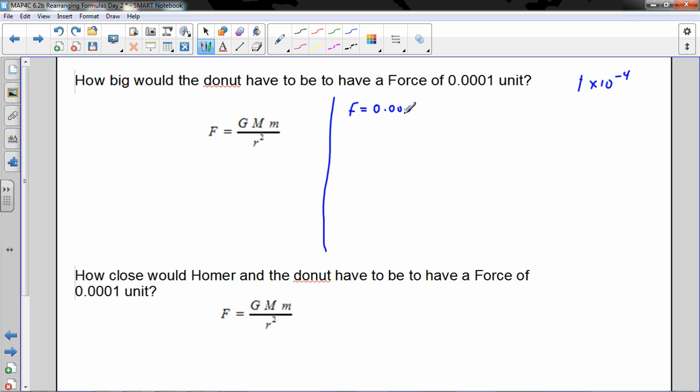We know the force is that much. The gravitational constant is still the same. It's always the same. That's why it's a constant. Homer is still the same amount. And the donut is, we don't know, and we're going to say that they're 2 meters away. So how are we going to solve this? One thing we could do is rearrange this and then substitute in. That's kind of like method 2 from yesterday. I'm going to use method 1, and I'm going to substitute in first and then solve.